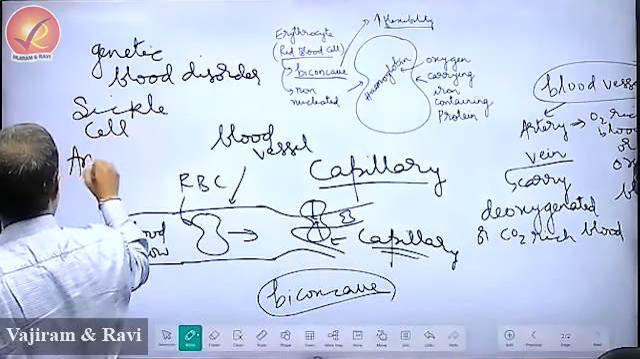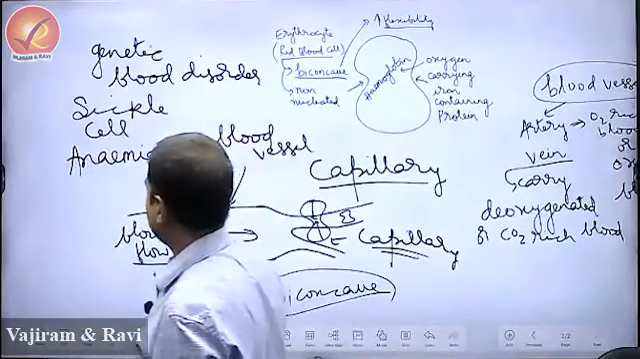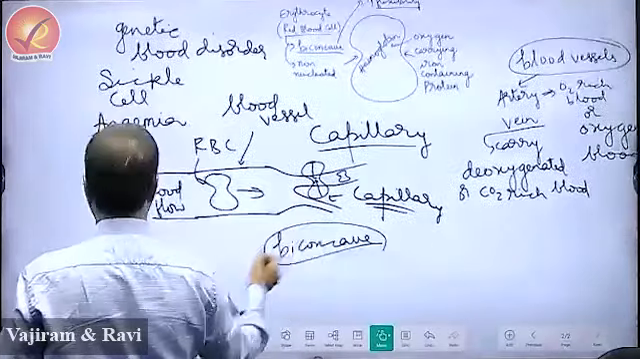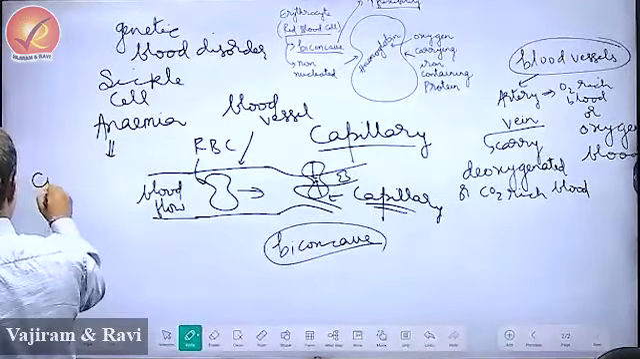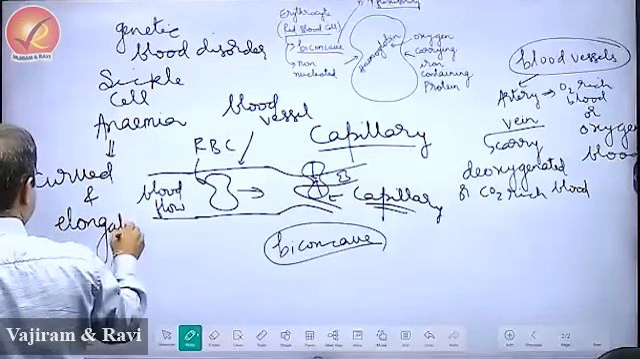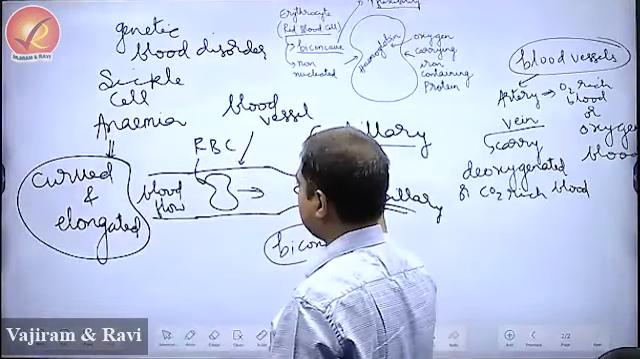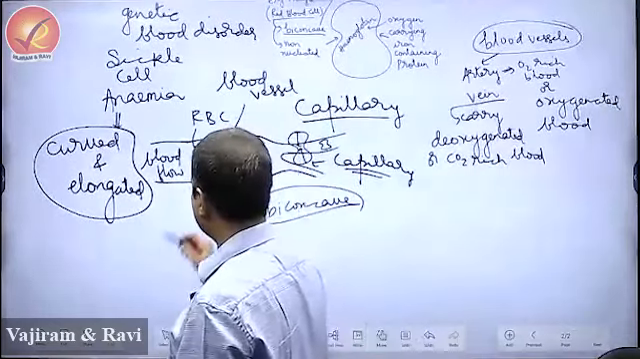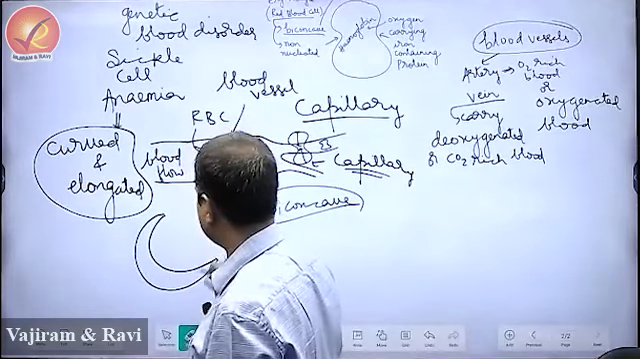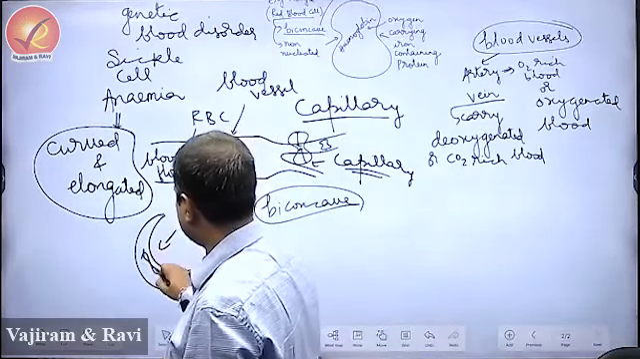sickle cell anemia, here the RBC becomes curved and elongated in shape. RBC becomes what? Curved and elongated. So instead of this disc-like biconcave shape, RBC takes this crescent moon shape. So this is the RBC, and hemoglobin inside the RBC.